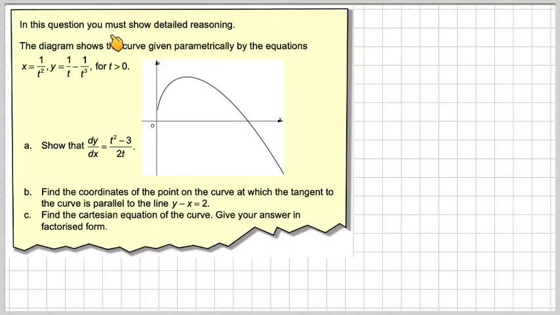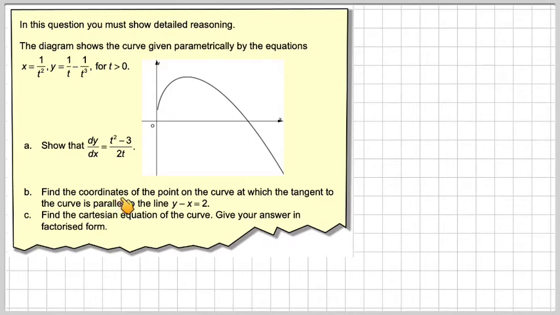In this question, you must show detailed reasoning. The diagram shows the curve given parametrically by the equations x is equal to 1 over t squared and y is equal to 1 over t minus 1 over t cubed, for t greater than 0. We have to show that dy by dx is (t squared minus 3) over 2t.